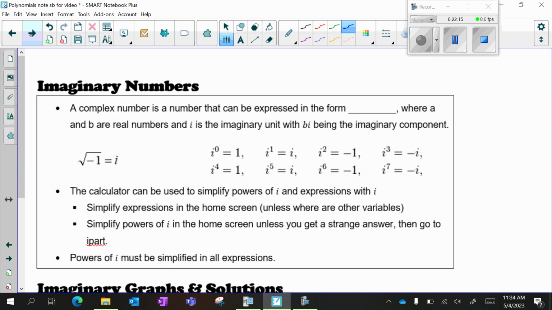Imaginary numbers. A complex number is a number that can be expressed in the form a plus bi. A is our real number, i is our imaginary number. Most of what we do in this course with imaginary numbers is done in the calculator. So remember that to get an i on your calculator, it's second decimal point, that gives you the i. Most of the operations, unless there's a variable in it, can be done in the home screen of your calculator. When that doesn't work, if you get a strange answer like i plus E something, that means you're going to go to i part, which is math, and go to the right and choose number 3.